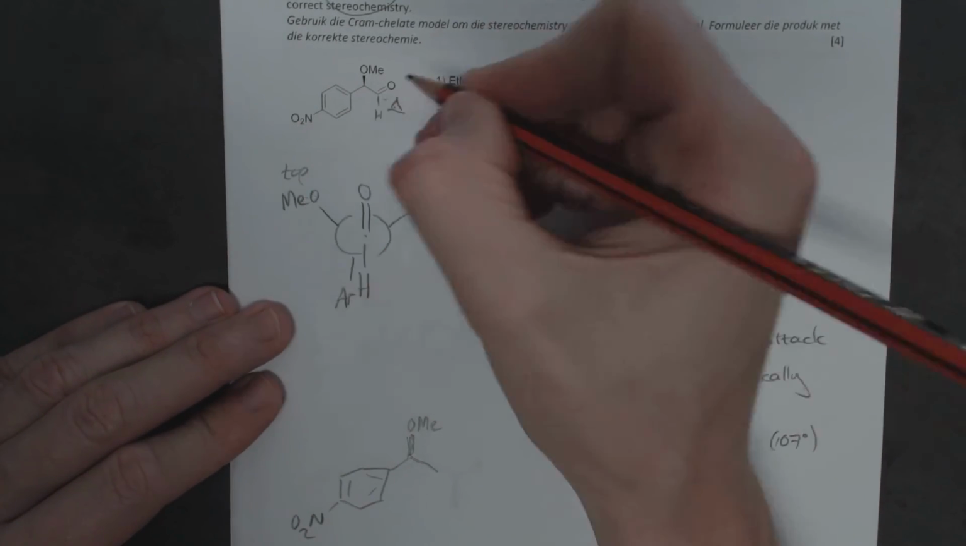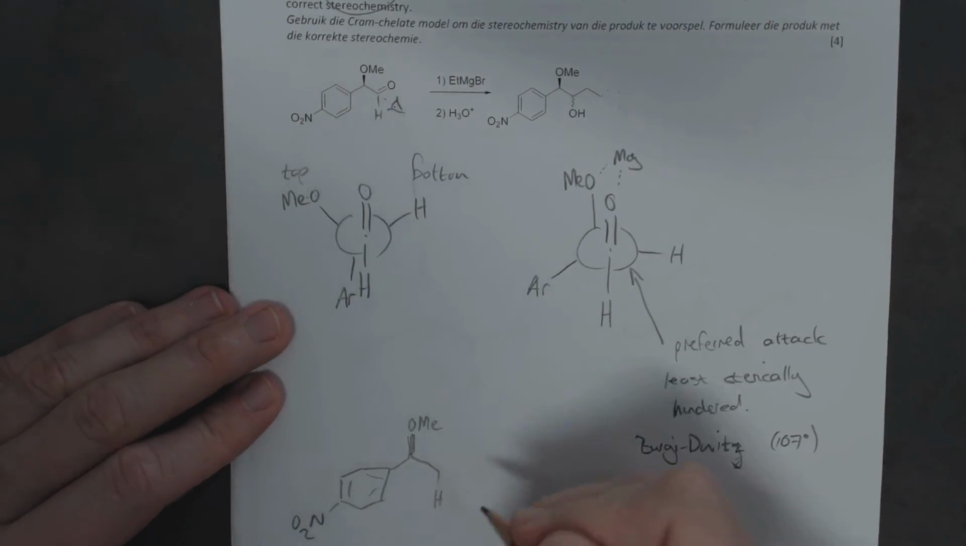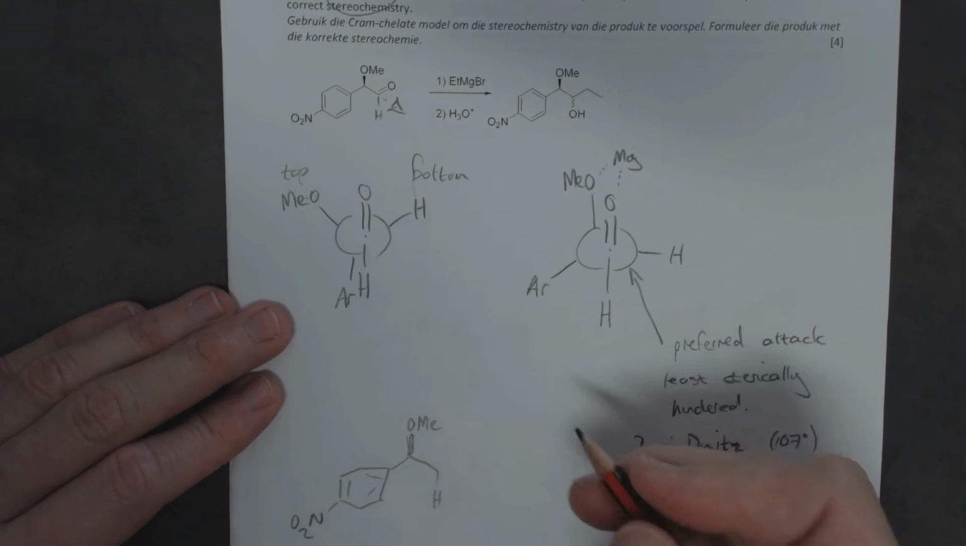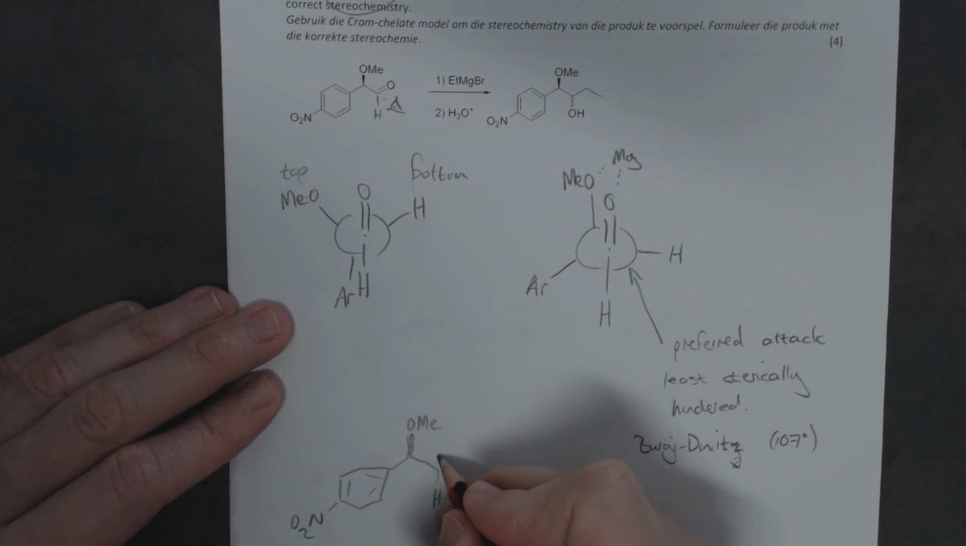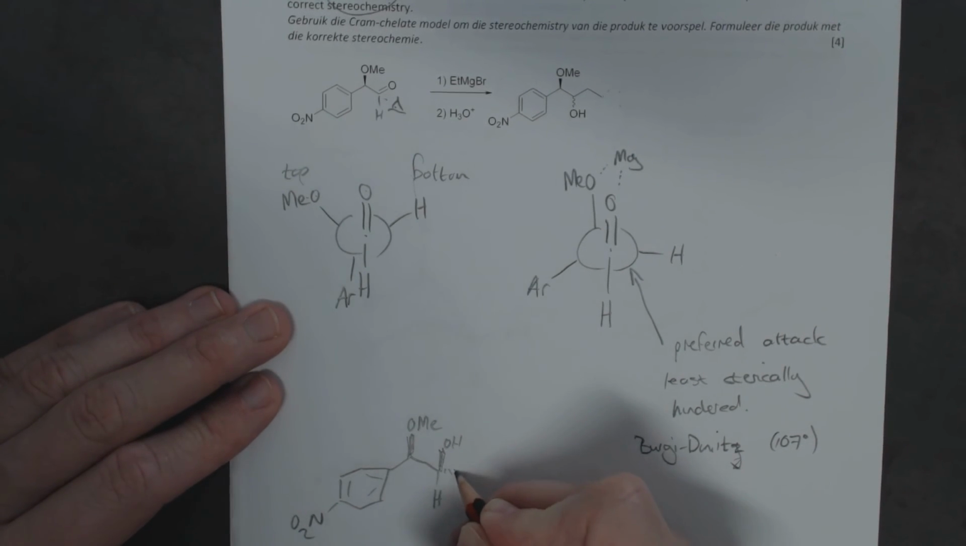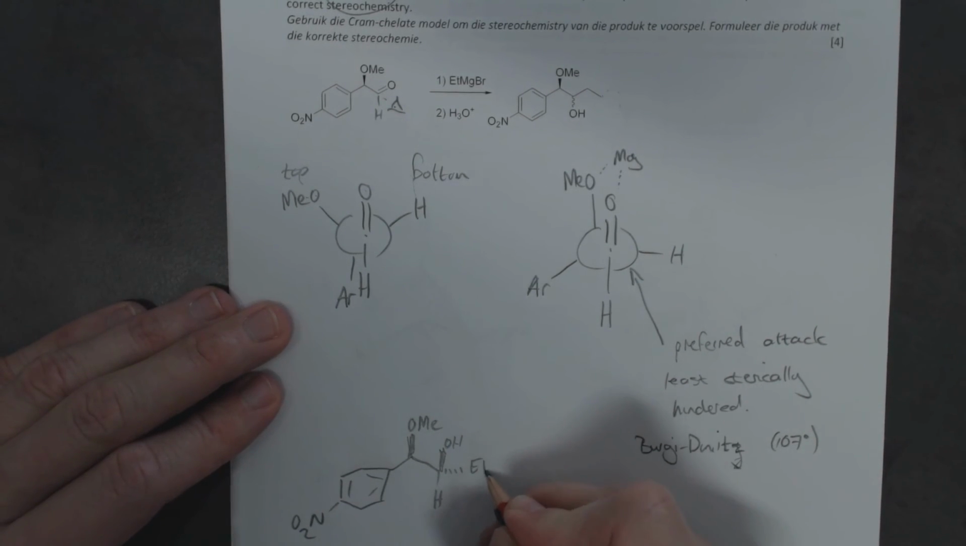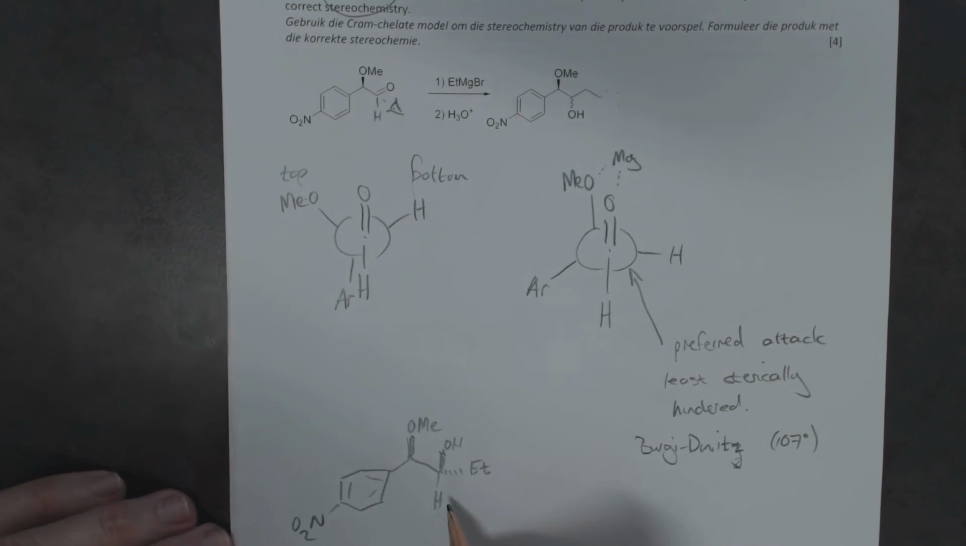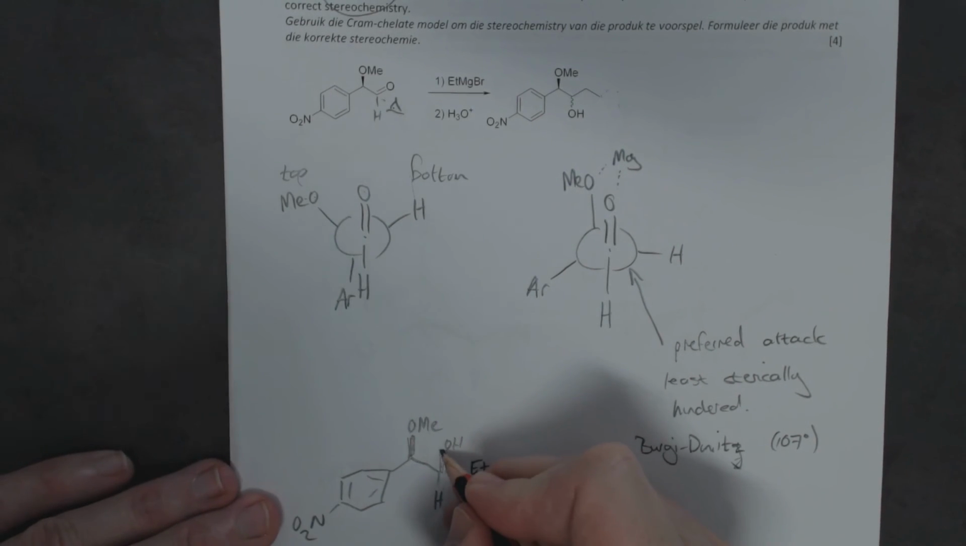We've got a hydrogen in there. We're going to keep the hydrogen in the plane. So if the ethyl comes in from below, the oxygen is going to point up, OH, and the ethyl will be pointing down. And that would be the correct answer. And you could stop at this point.